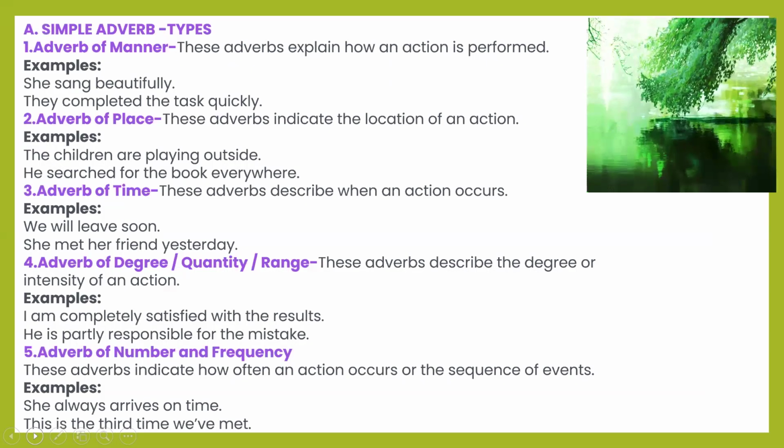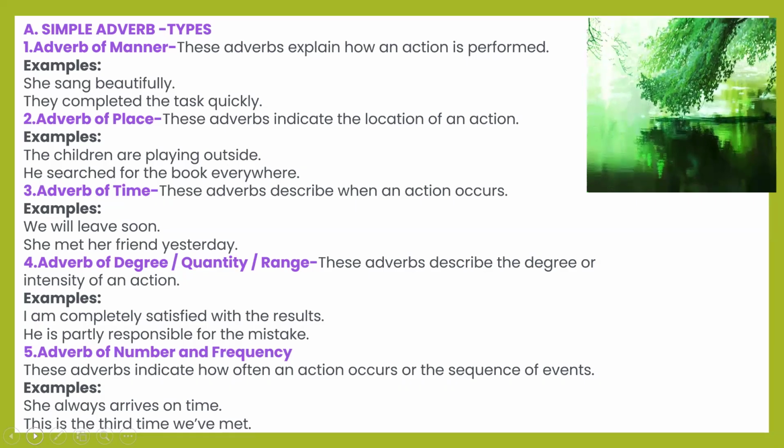Adverbs of manner show how an action is performed. She sang beautifully. Beautifully is an adverb of manner. They completed the task quickly. Quickly is an adverb of manner. Now, the second one is the adverb of place. These adverbs indicate the location or place of an action. Example: the children are playing outside. So outside is an adverb of place. Second example: he searched for the book everywhere. So everywhere is an adverb of place, giving information about the book.